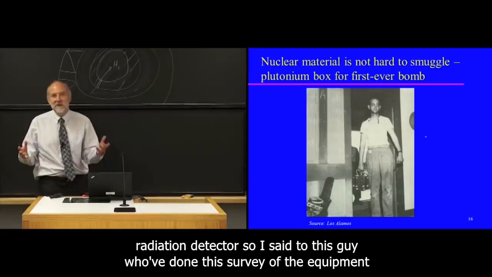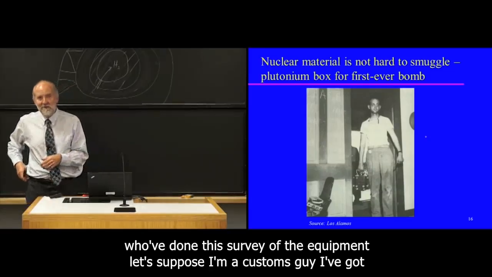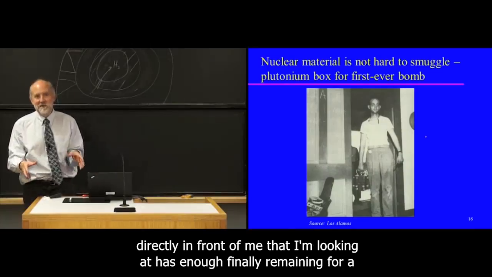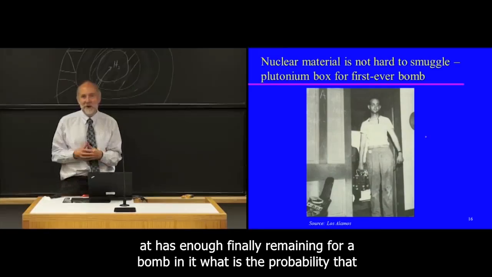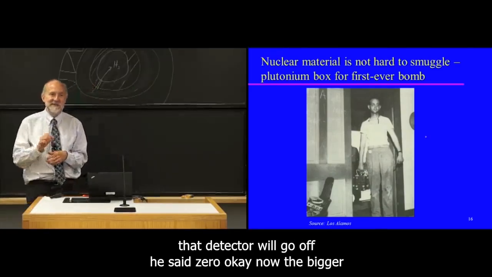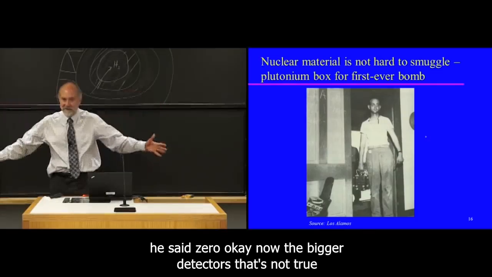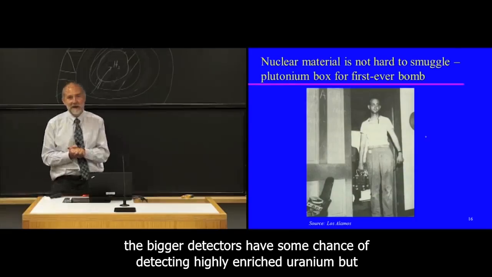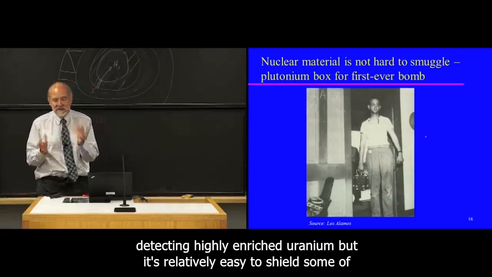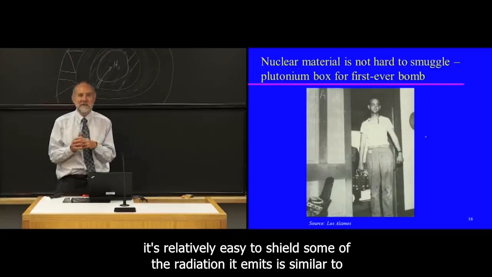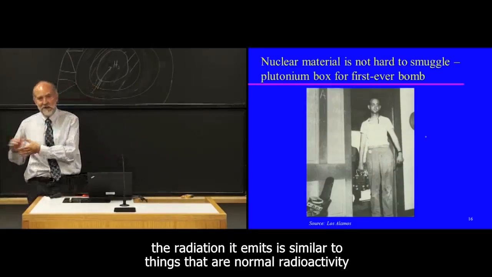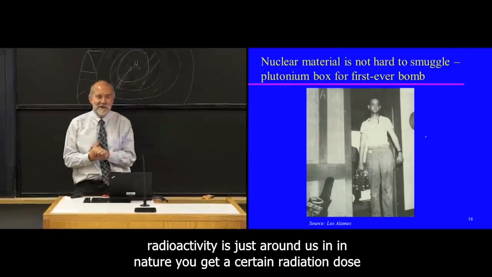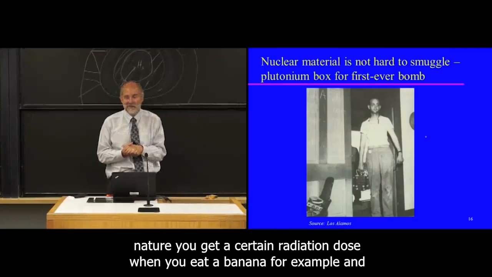So I said to this guy who'd done this survey of the equipment, let's suppose I'm a customs guy. I've got one of those things on my belt. The bag directly in front of me that I'm looking at has enough highly enriched uranium for a bomb in it. What is the probability that that detector will go off? He said 0. Okay? Now, the bigger detectors, that's not true. The bigger detectors have some chance of detecting highly enriched uranium, but it's relatively easy to shield. Some of the radiation it emits is similar to normal radioactivity. You'd be surprised how much radioactivity is just around us in nature. You get a certain radiation dose when you eat a banana, for example.